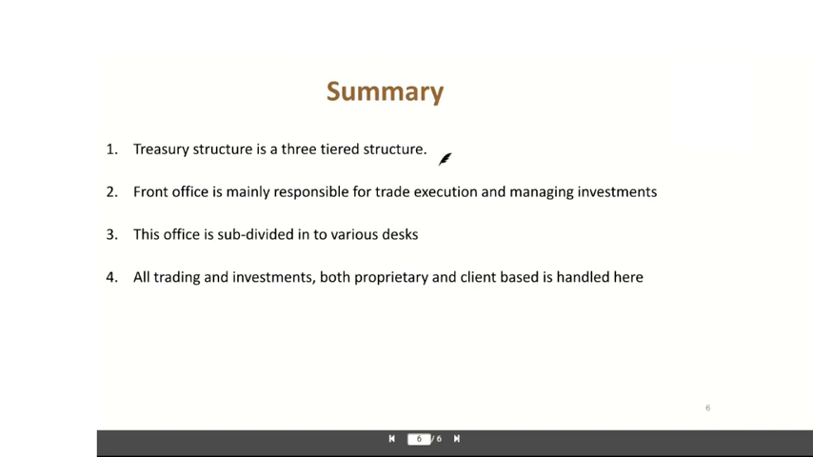Anyways, to conclude this topic, let's review. Treasury structure is a three-tier structure: front, middle, and back office. Front office is mainly responsible for trade execution and for managing the investments. This office is subdivided into various desks, and we do not have any set structure. Each bank can decide which desks they want, or which two desks they want to merge. All trading and investments, both proprietary and client-based trading, are handled in this department.